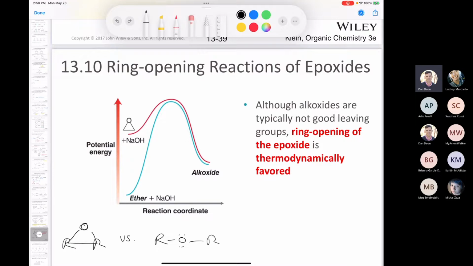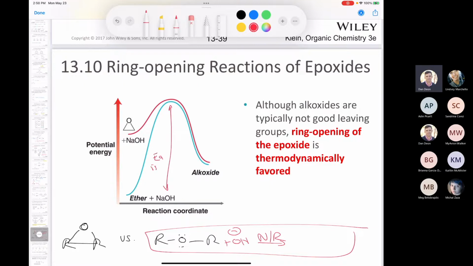And that's why if you just take a regular old dialkyl ether and you treat it with hydroxide, you get no reaction because the activation energy is much too high. EA is too high. But when you treat it with an epoxide, you see that the activation energy is much, much lower, and that's why the ring opening of the epoxide is thermodynamically favored.